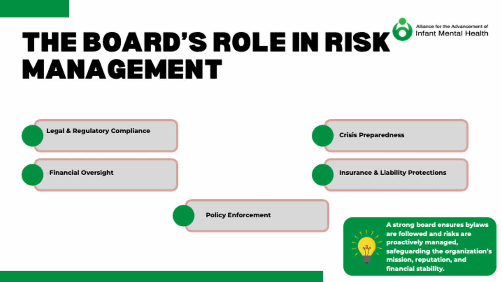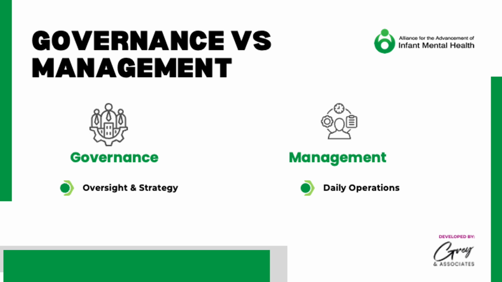Bylaws and risk management in a nonprofit do come together. So while your bylaws govern your rules and define how your board operates, when they come together, that's when we begin to talk about governance versus management. When we talk about governance, we're talking about oversight and strategy. And when we're talking about management, we're talking about daily operations. As a board, where do you think you sit?